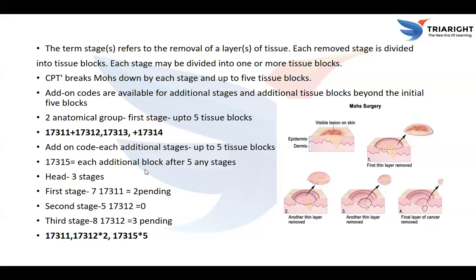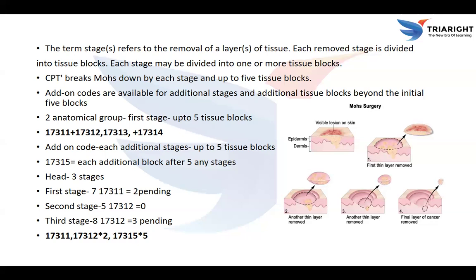Only one first stage code is reported per anatomic group. Coming to add-on codes, additional stages up to 5 blocks each are 17313 and 17314. These are used when cancer is removed and another layer is removed.